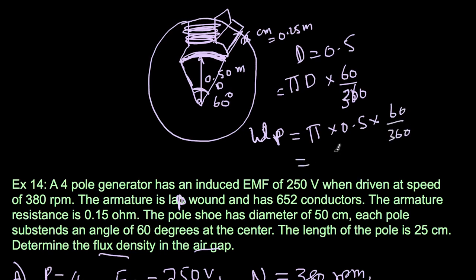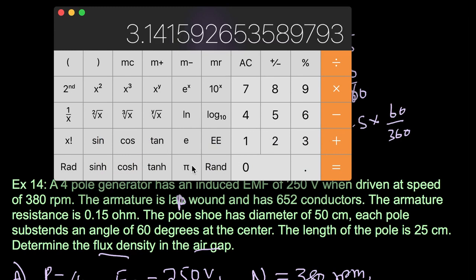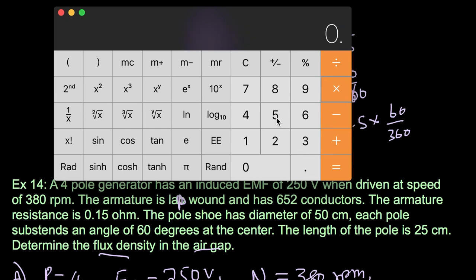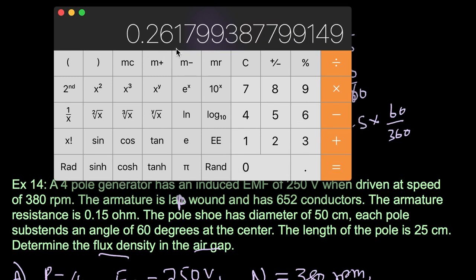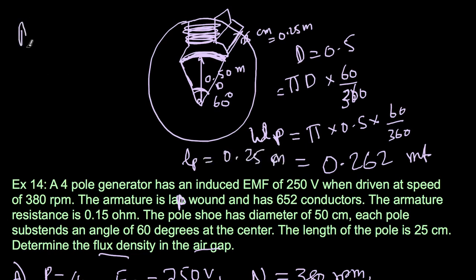So let's see what it is. I have pi multiplied by 0.5 meters multiplied by 60 divided by 360. So I'm getting 0.26178. So 0.262 I take it as meters. So this is the width of the pole. Then length of the pole is 0.25 meters. So therefore area of cross section of the pole will be width of the pole into length of the pole.